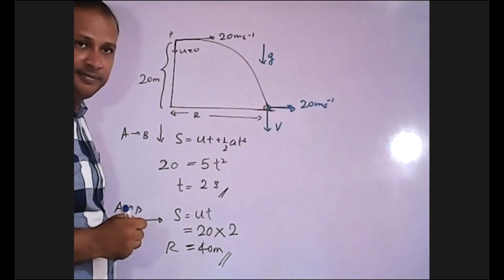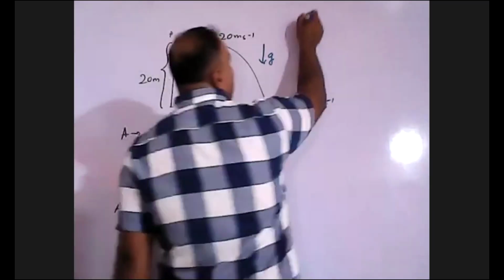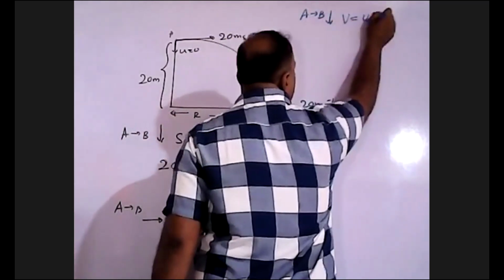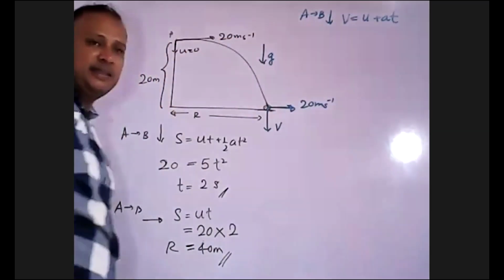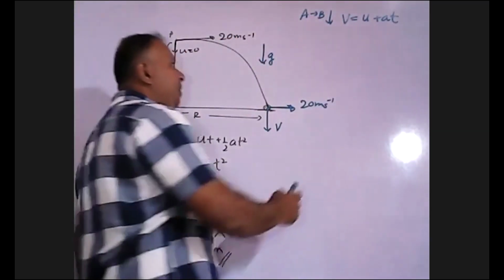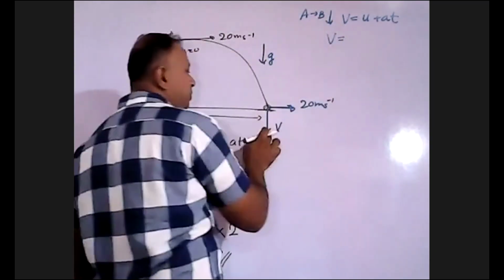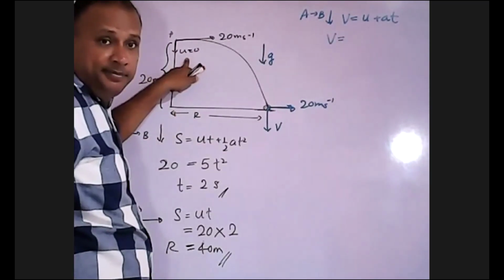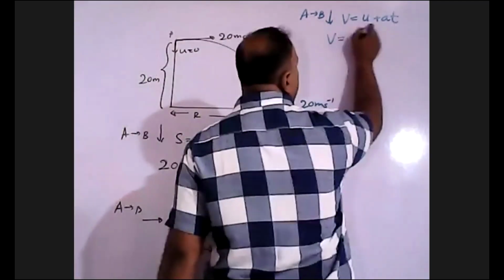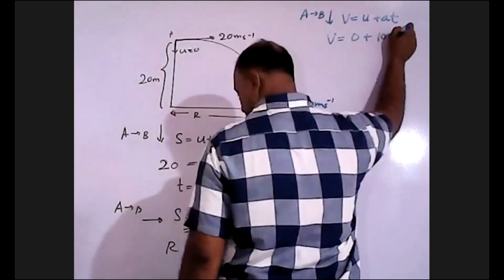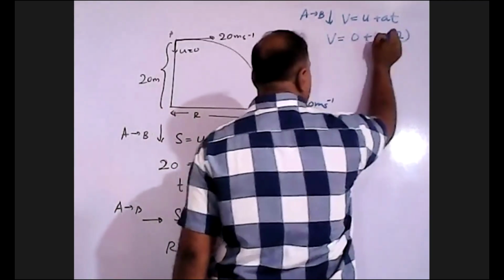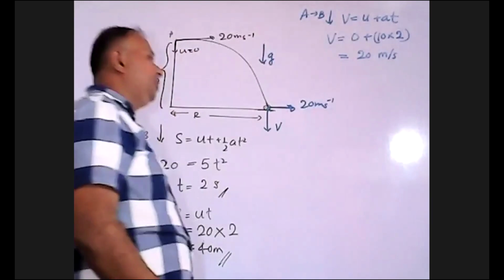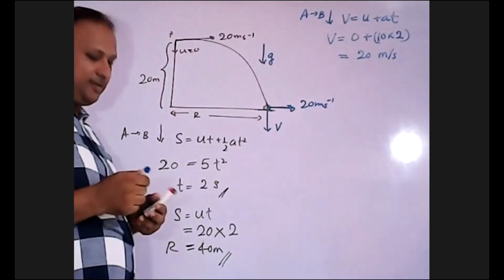So find the value of V. Now I can apply, from A to B in the downward direction, V equals U plus at. The initial velocity is 0, and 10 times t, which is 2. Therefore, the vertical component also equals 20 m/s.